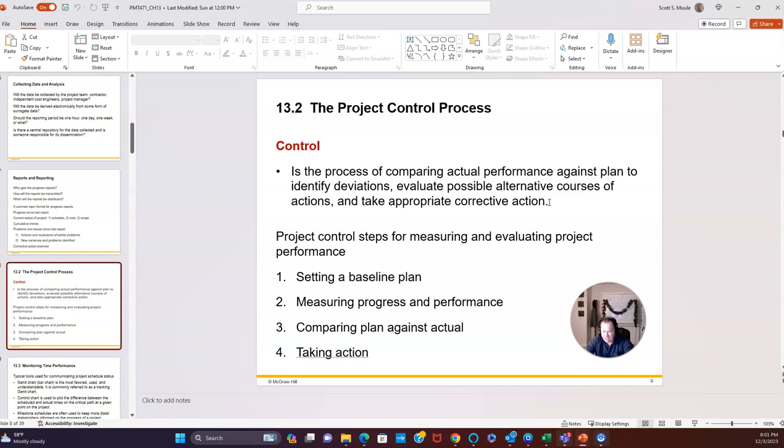That is your baseline. So throughout the project, you're going to be measuring that performance, your progress. How is your actual compared to your plan? And then how are you taking action if the two differ? So that is what we talk about as a project control or a project control process.